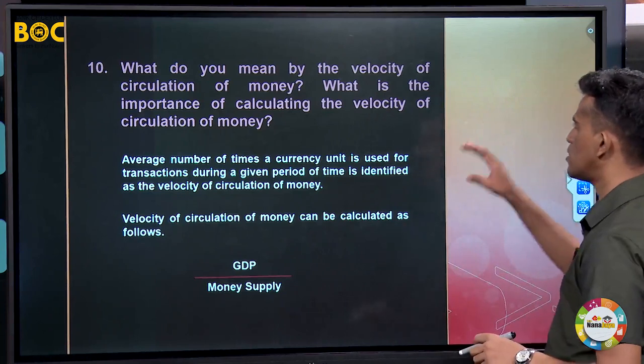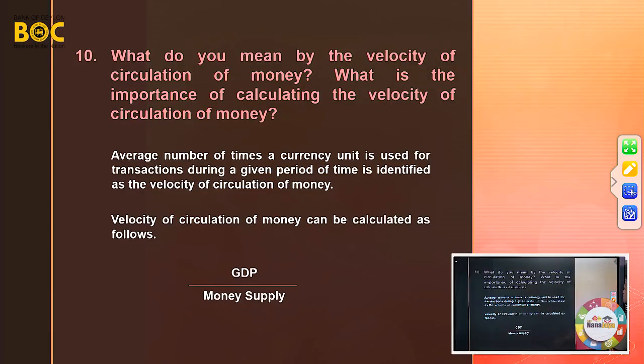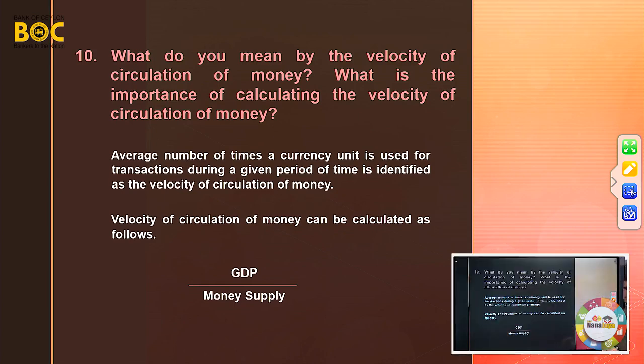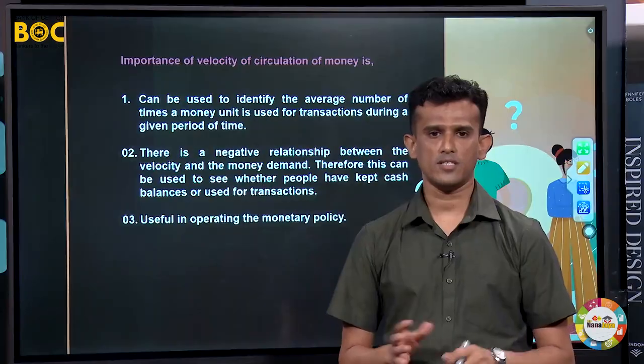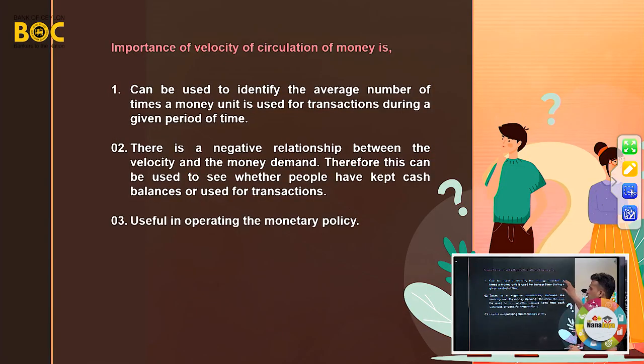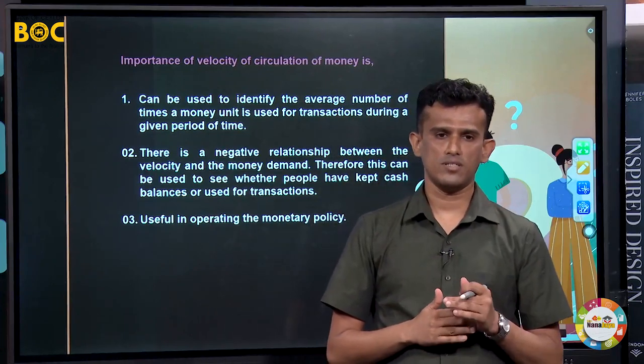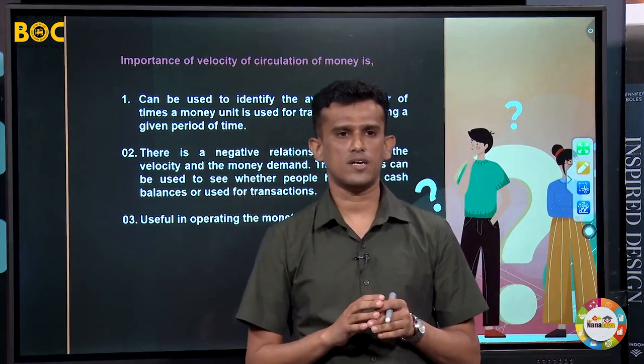So see, the first section of the question is, what do you mean by the velocity of circulation of money, and what is the importance of calculating the velocity of circulation of money? So the average number of times a currency unit is used for transactions during a given period of time is identified as the velocity of circulation of money. The velocity of circulation of money can be calculated as follows: the gross domestic product divided by the money supply. And then the rest of the question, the importance of velocity of circulation of money. On one hand, we can identify the average number of times a money unit is used for transactions during a given period of time by looking at the velocity of circulation of money.